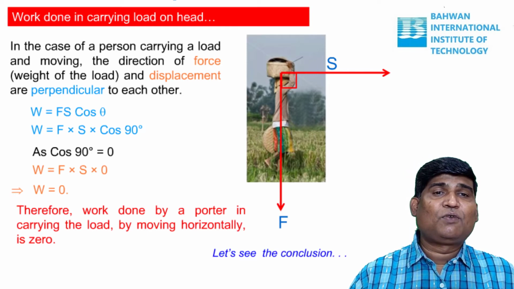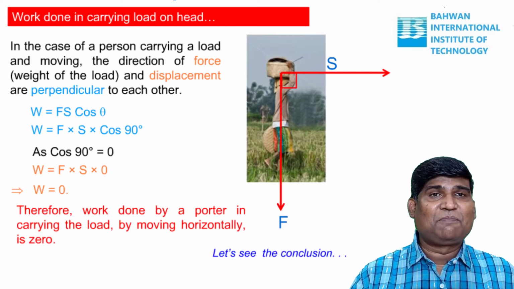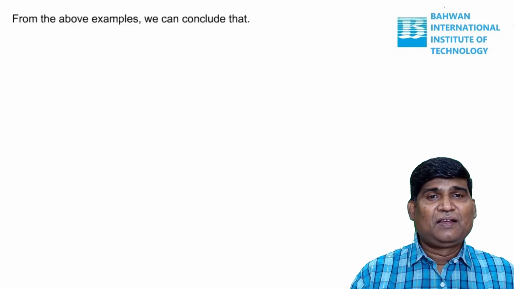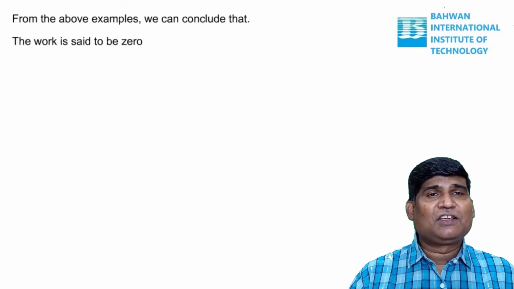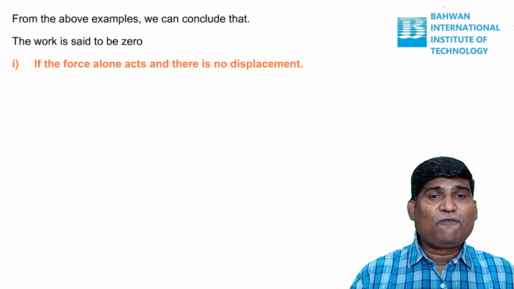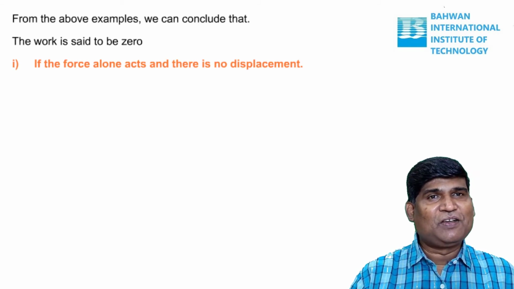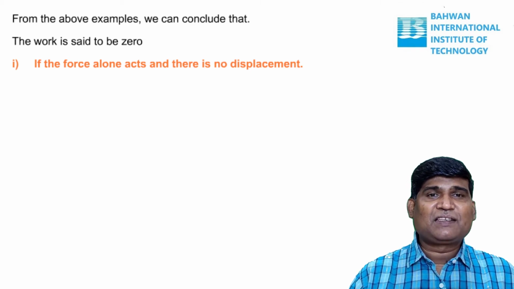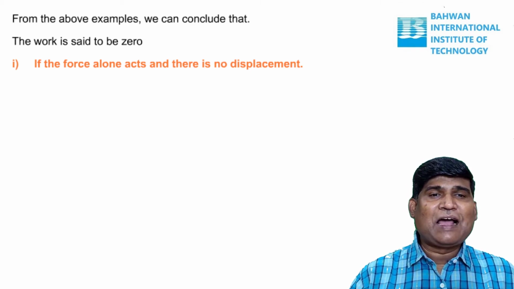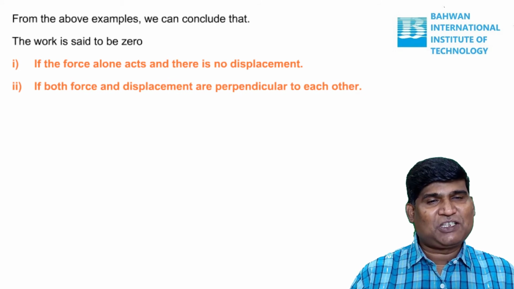So this is what we have taken, some examples for zero work. Now what is the conclusion from all these examples? What conclusion can we draw? So from all these examples, one thing is sure: work is said to be 0 if force and displacement are perpendicular to each other. That is the first point. The second point is force alone acts and there is no displacement.